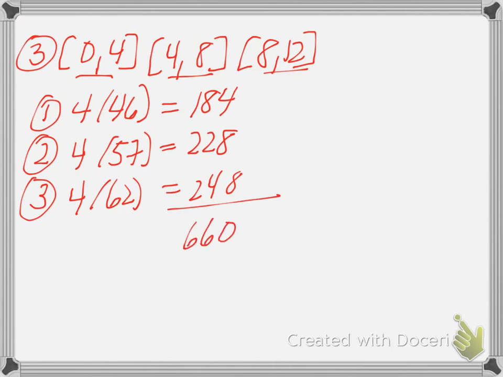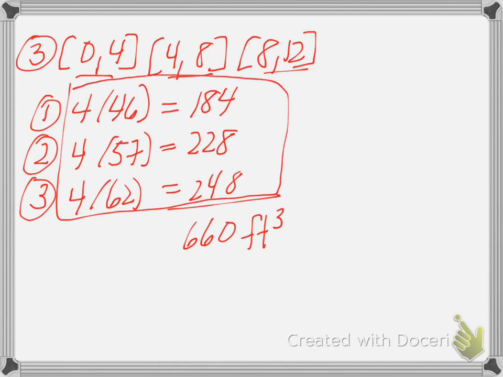And so the question is asking for the total amount of water that was dumped in there. So you're going to get 660 feet cubed. Okay, and our point values for this were, if you did this part over here, you got 1 point, and then if you got the final answer with the units, that was worth 1 point. Okay, let's go to part B.